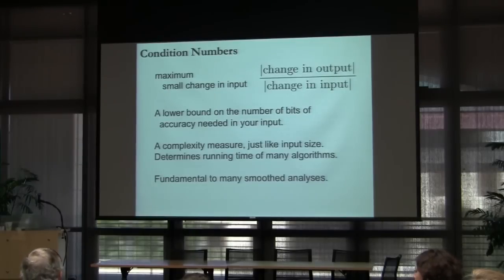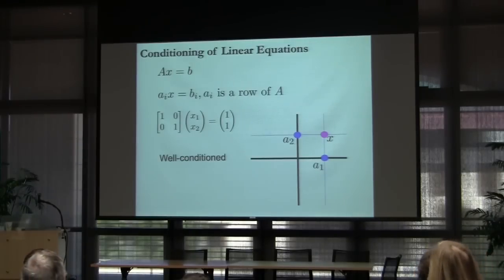Because I think of the condition numbers being so important, I want to try to give everyone now an intuitive understanding of it, and then we'll try to make it a little more precise. To get an intuitive understanding of it, let's just think about solving systems of linear equations. I give you A, I give you B, and I ask for x such that Ax equals B.